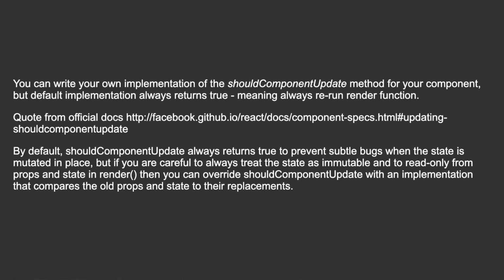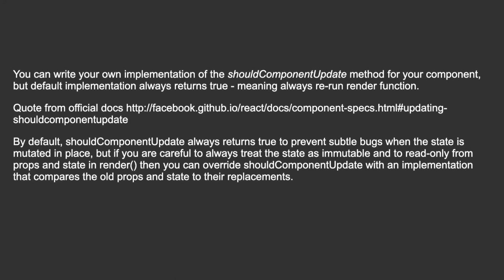You can write your own implementation of the shouldComponentUpdate method for your component, but the default implementation always returns true, meaning always rerun the render function. Quote from official docs: By default, shouldComponentUpdate always returns true to prevent subtle bugs when the state is mutated in place. But if you are careful to always treat the state as immutable and to read only from props and state in render, then you can override shouldComponentUpdate with an implementation that compares the old props and state to their replacements.